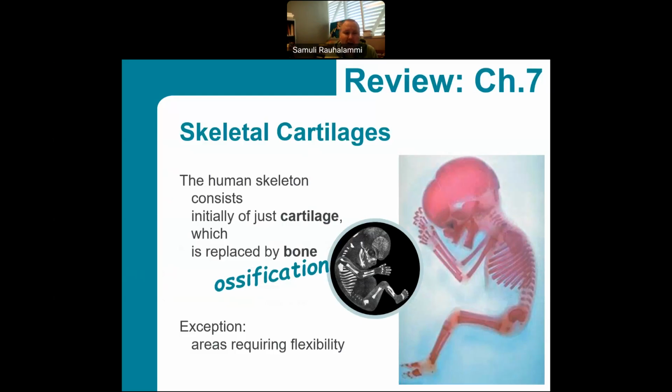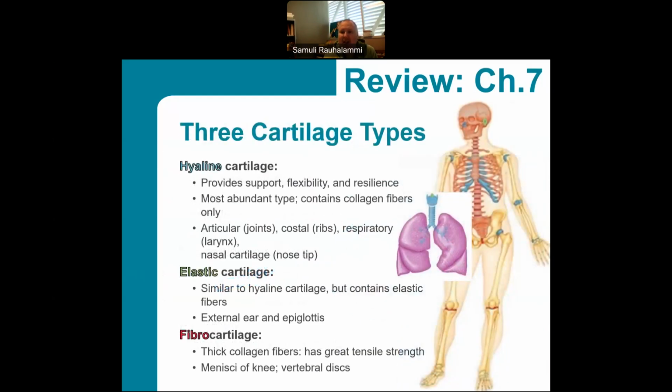There are going to be some parts of the body that remain non-ossified even later in life. These are areas that require flexibility. So we'll see certain structures in the joints, for example, remaining cartilaginous. If we talk about the cartilages, there's really three main cartilage types that we should pay attention to. So let's review those quickly as they came up in our learning material.